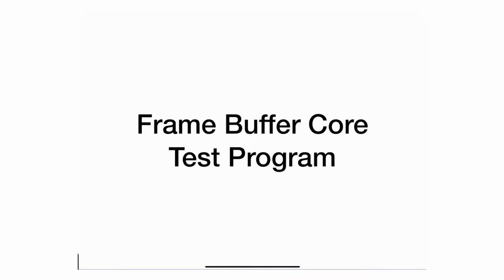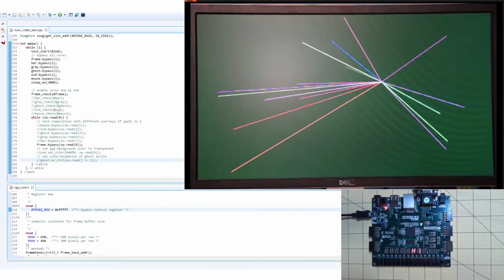Let's take a look at a test program for the buffer core. Okay, so the test program in here, first we're going to just light up all the LEDs, and then we're going to bypass all the video modules, and then we're going to wait for about 3 seconds. And then we do the frame check, which is basically what tests the frame buffer.